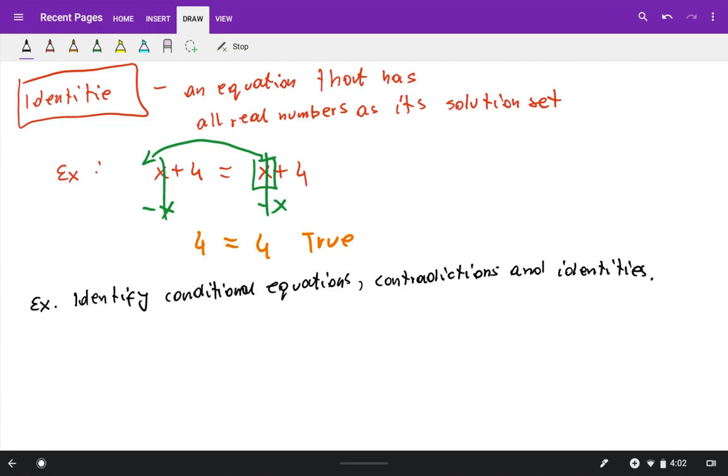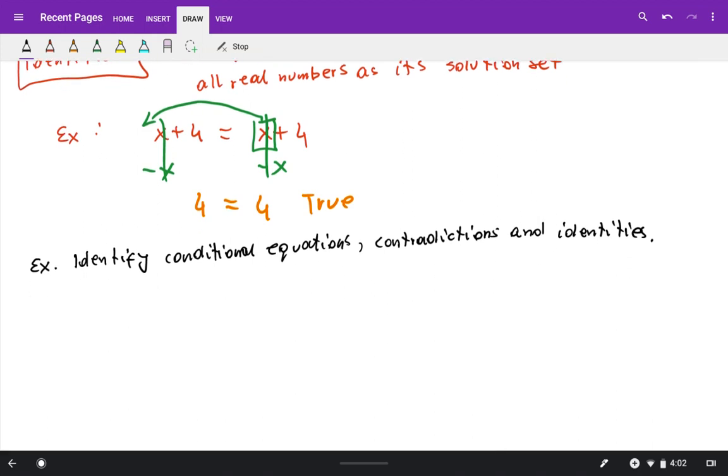Okay, so we have A, B, C. A, we have 4k minus 5 equals 2 times (2k minus 3) plus 1. You need to tell me if this is a conditional equation, which means you're getting one solution, let's say k equals a number; a contradiction, which means you're getting a statement that is not true, something false; or an identity, where your variables cancel and you end up with a true statement.